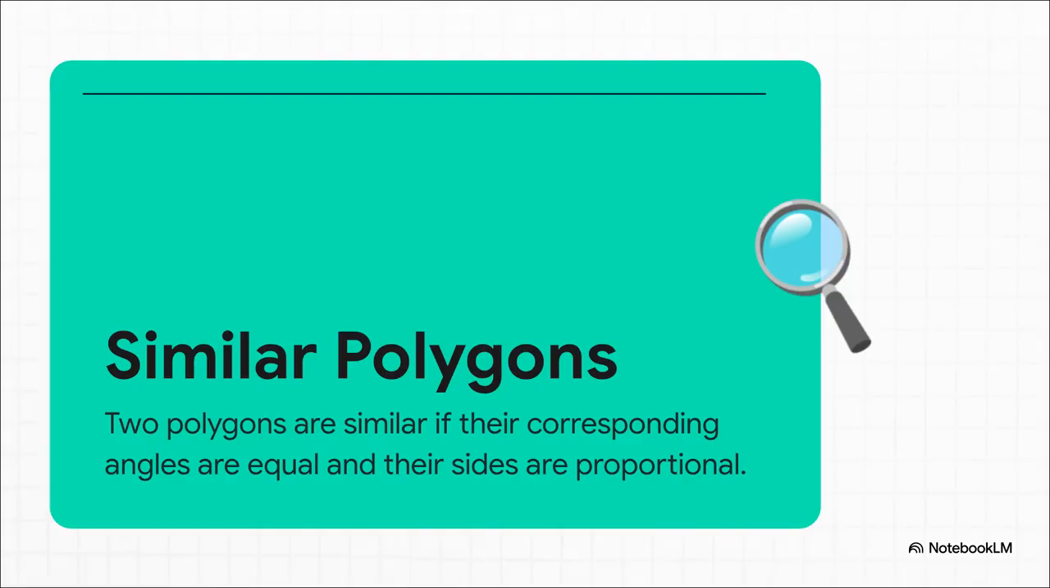All right, now for the official rule. For any two polygons, could be squares, pentagons, anything, to be similar, two things must be true. Number one, their matching angles have to be equal. And number two, their matching sides have to be in the same ratio. You absolutely need both of these conditions, not just one.